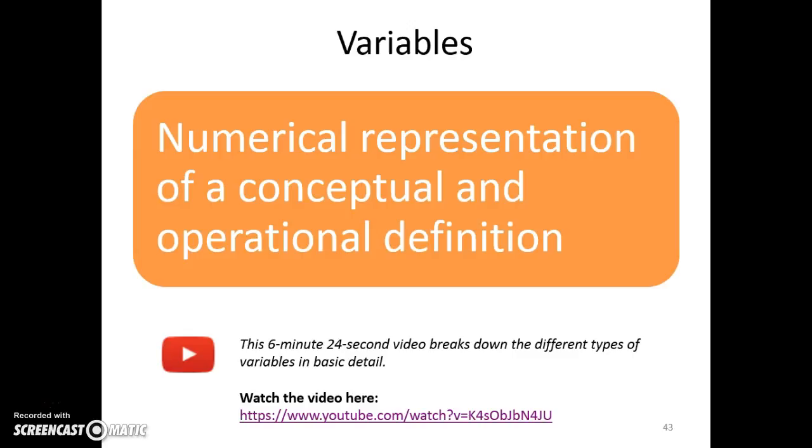So then if we're going to actually study things, we have to be able to look at things called variables, and we have to see basically what are the things we're going to be changing or manipulating in a research study. So variables are generally a numerical representation of a concept.